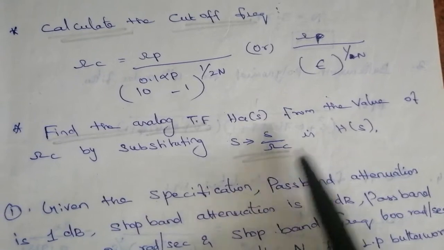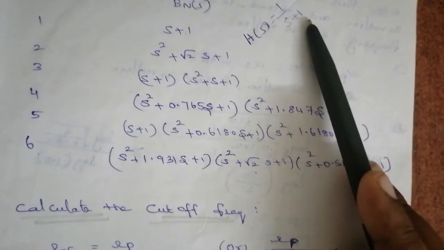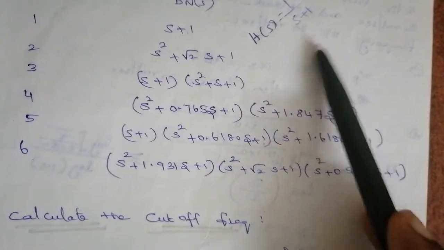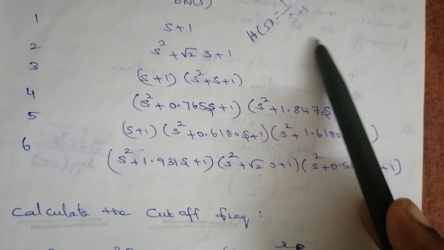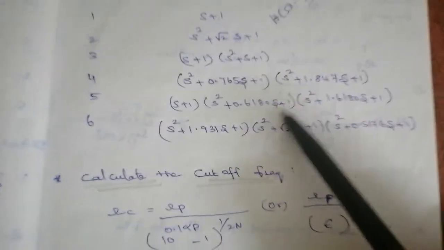So for example, H of s is equal to 1 divided by s plus 1, then in the last step H a of s is equal to 1 divided by (s replaced by s by sigma c) plus 1, right? So these are the design steps of the Butterworth analog filter. There are 5 steps.